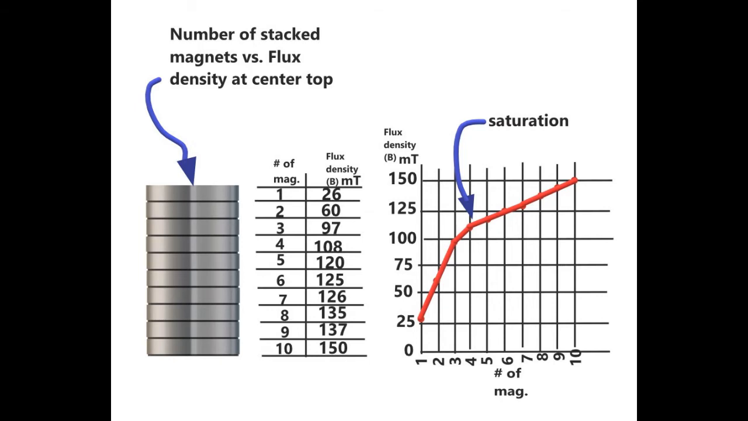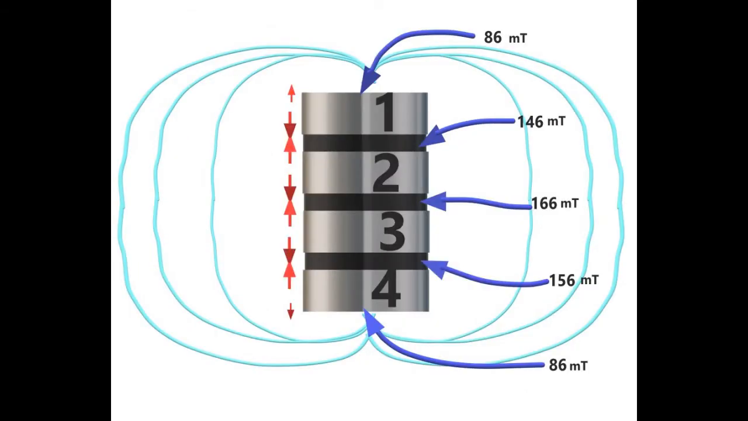Here is a stack of 4 disc magnets with thin spaces between the magnets, with just enough room to insert the Gauss meter probe. Both ends have 86 millitesla pulling away from the stack, but almost double that between each magnet. The net force is holding the stack together.